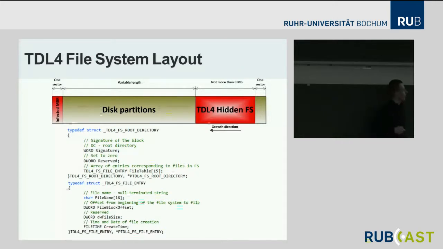We can see here that this file system is capable of storing at most 15 files. And each entry of the file is described with this structure. The file name is limited to 16 characters, and it has creation time. Also, we can notice that the growth direction is from the end of the hard drive towards the beginning. So, in case it grows very big, it can override the data in the end of the hard drive. And also, the space is limited to 8 megabytes. So, it never grows more than 8 megabytes.